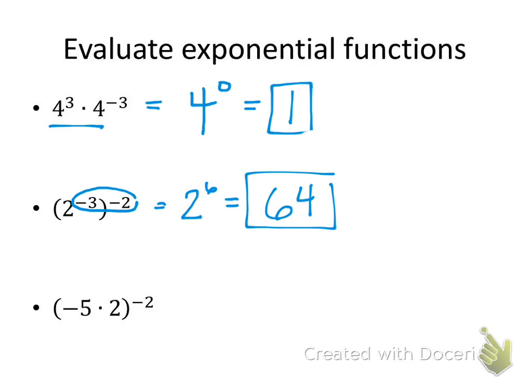What would I do in this problem? Katie, what would I do first in this third problem here? Is there something that you can do that might make it a little bit easier for you first? Exactly. Multiply negative 5 and 2. If you do that first, it's going to make it much easier for you. Again, something we learned on Friday. Negative 10 to the negative 2 power.